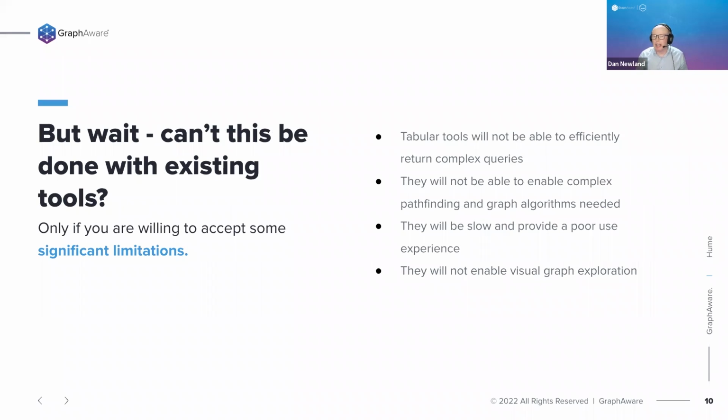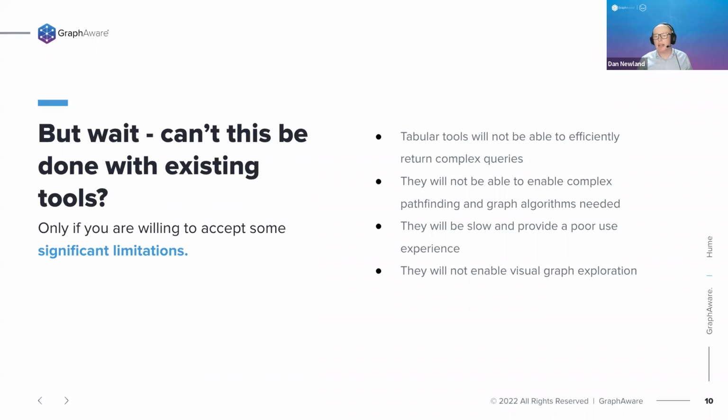Now, some of you are probably thinking, well, if we've got 3 generations of relational tools here and 3 generations of link analysis, why can't this be done with the existing tools? Why can't all those questions that we just talked about be done with existing tools? And the answer is they can be done with existing tools if you're willing to accept some pretty significant limitations.